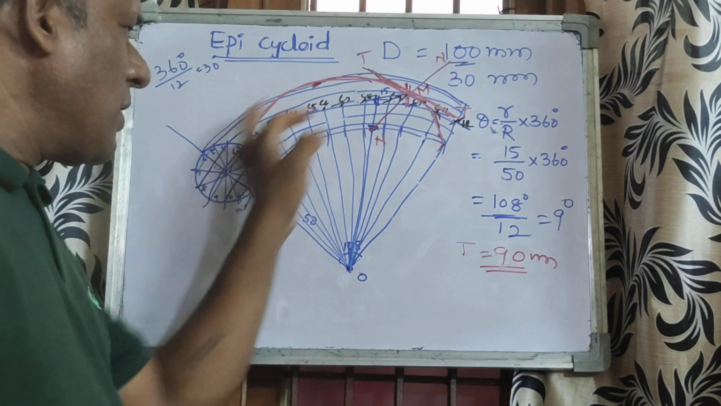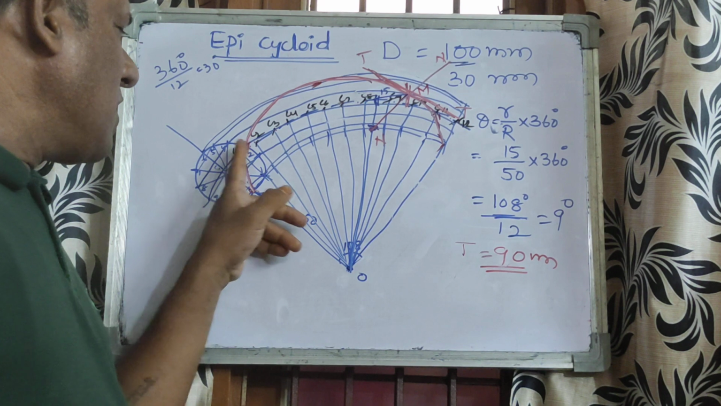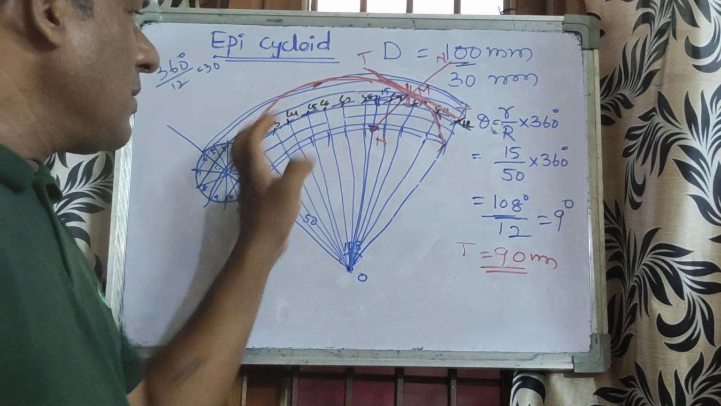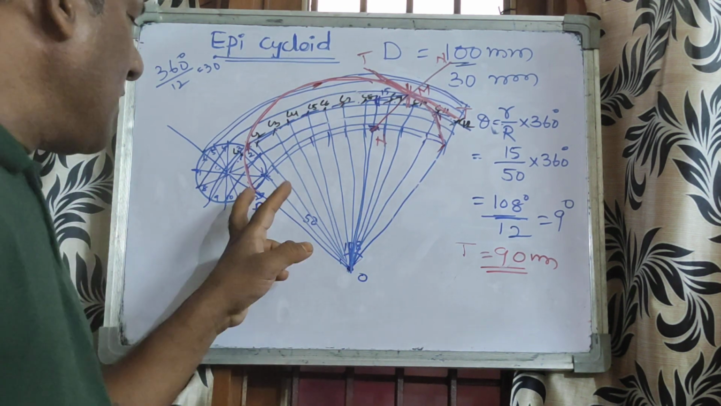So from these centers, project all the points horizontally. C1 is center, cut the first line. C2 is center, cut the second line. C3 is center, cut the third line. Like that, cut the 12 points and join all the points.